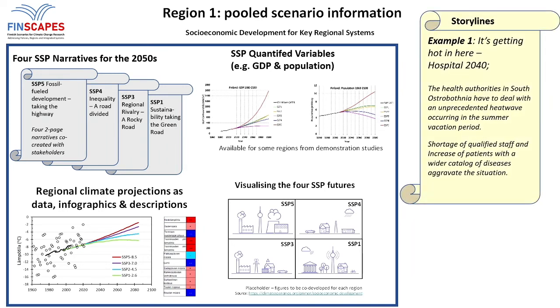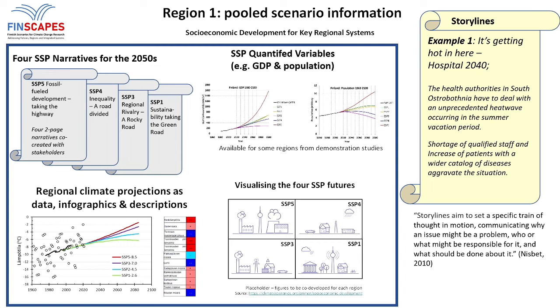And how the storylines feed into this is by focusing on a more specific impact, instead of the broader descriptions that these SSP narratives and regional climate projections give for the region, focusing on a very regional example. There's a quote that nicely summarizes our way of thinking: storylines aim to set a specific train of thought in motion, communicating why an issue might be a problem, who or what might be responsible for it, and what should be done about it.